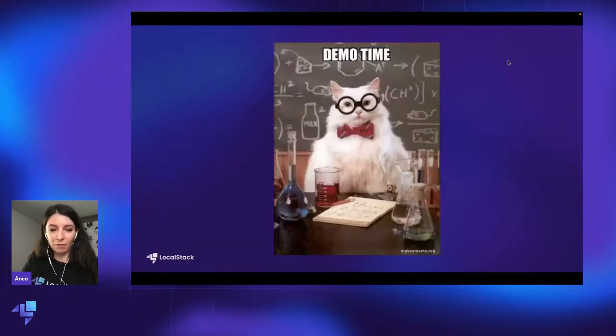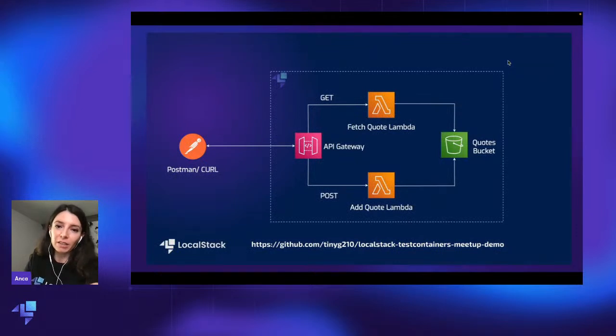So I guess as every meetup presentation needs a demo, let's jump into it. But first, let's have a look at the diagram that we prepared. This is something I built to have a basic infrastructure, but I didn't want it to be too hello world. So let's pretend that instead of the Postman client here, we would have a front-end client, which communicates with a back-end stack. And we have an API gateway that handles the requests for creating a quote with a dedicated Lambda, and also for fetching a quote. And these two communicate with an S3 bucket.